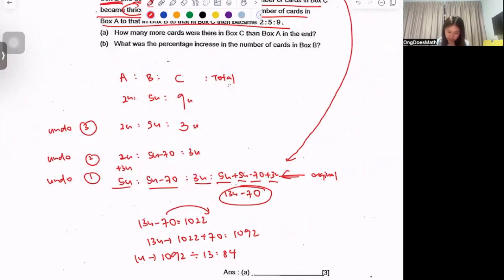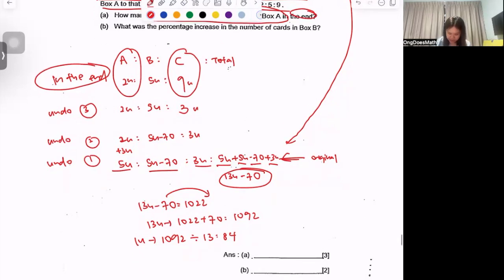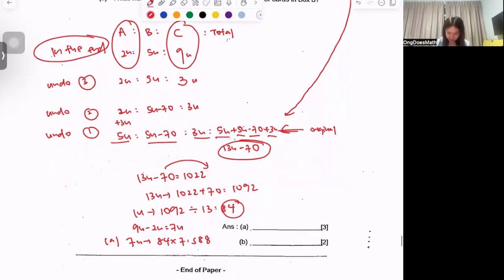Now the question asks, how many more cards were there in box C than box A in the end? So this was in the end, right? So we are comparing box C and box A. So the difference between A and C is 9 units minus 2 units, which is 7 units. So we just have to find out what 7 units represents, which is just 84 times 7. So that should give you 588. Now this is part A answer. Now let's try to solve part B answer.